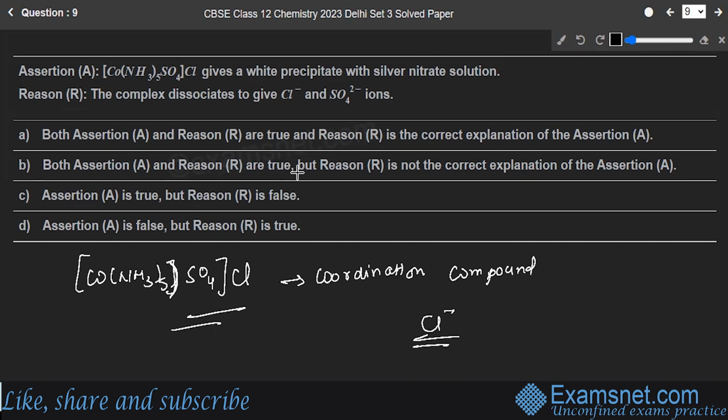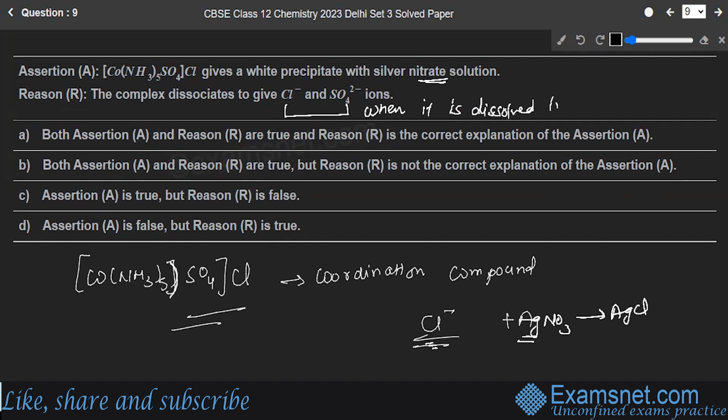When a silver nitrate solution is added to it, you get the white precipitates of silver chloride due to the reaction of silver with the chloride ion. The reason given over here, the complex dissociates to give Cl and SO4 2 negative, is incorrect as an explanation, because the complex dissociates to give Cl and SO4 2 negative ions when it is dissolved in water and not in the silver nitrate. So this assertion is correct, reason is correct, but this is not the right explanation. That makes the B option the correct answer.